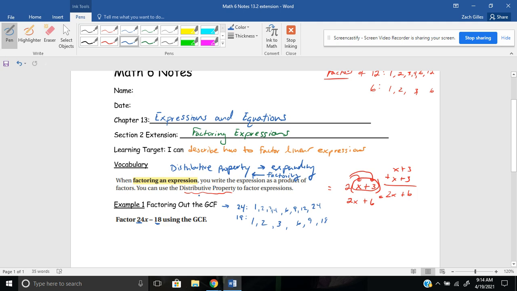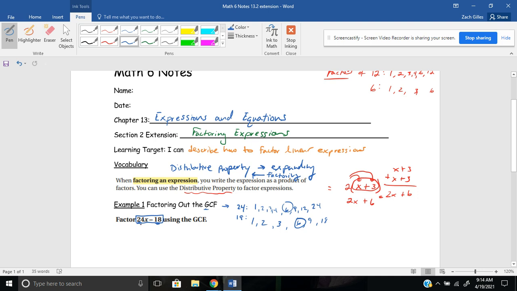So what is the factor that they have? What's the greatest common factor? Well, it looks like 6 is the greatest number that they have in common. So what that means is I'm going to take this expression, 24x minus 18, and I'm going to factor out 6, right?